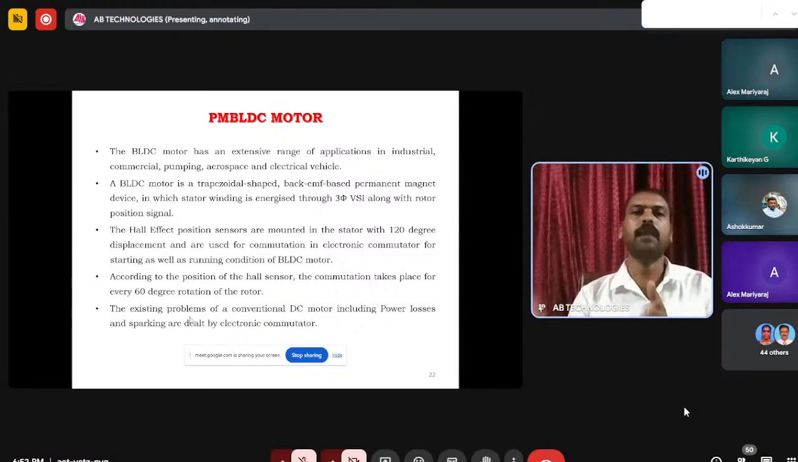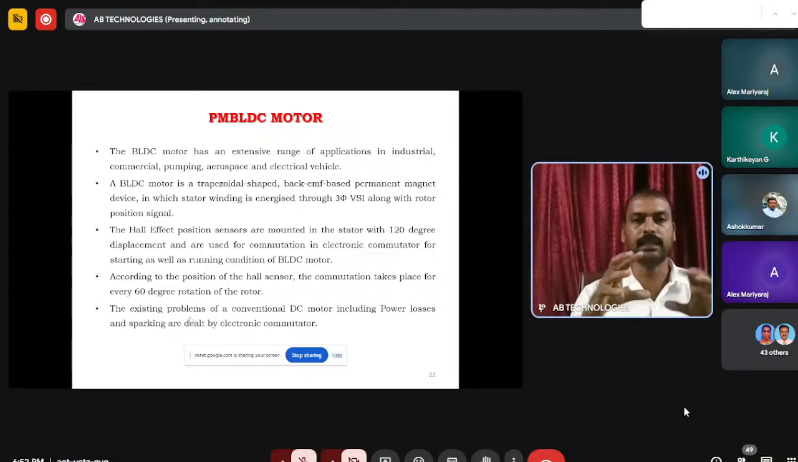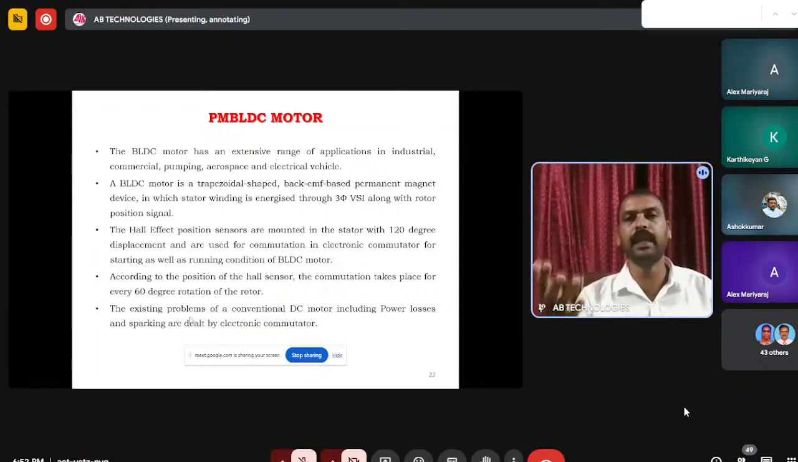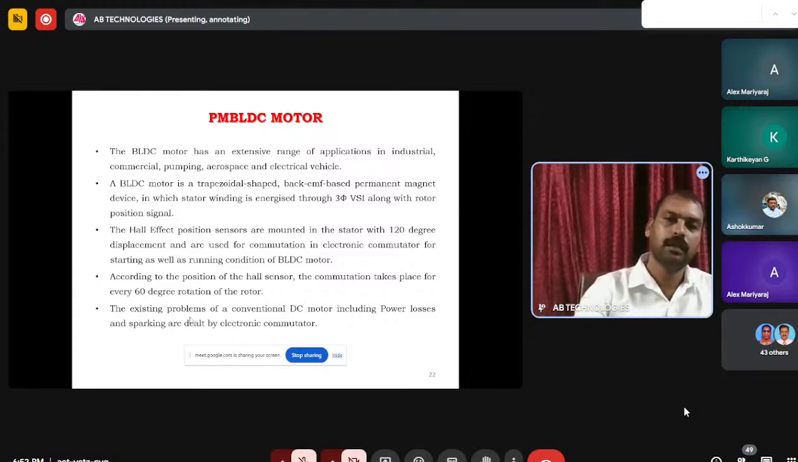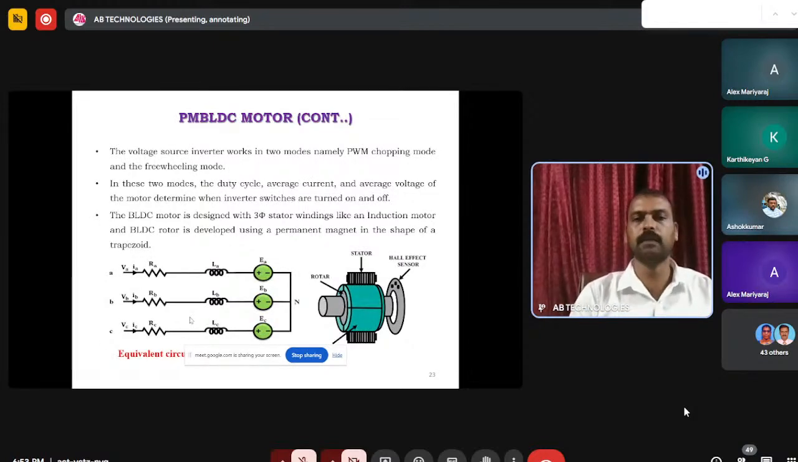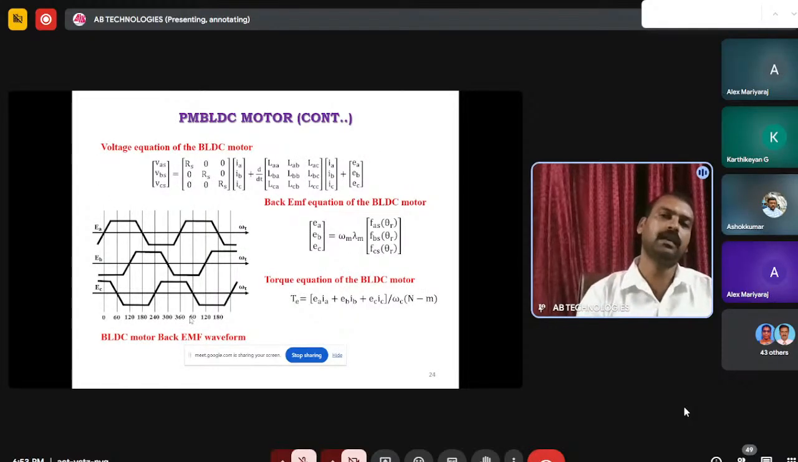So in the back EMF detection based PMBLDC motor control, initially we have to consider the PMBLDC motor like an induction motor. So a 120-degree based voltage source inverter we have to use. Then depending on the rotor position, we can energize the winding. So this is the construction of the PMBLDC motor and equivalent circuit. This is the voltage equation as well as the back EMF equation, and this is the trapezoidal back EMF. So 120-degree pole of the machine.